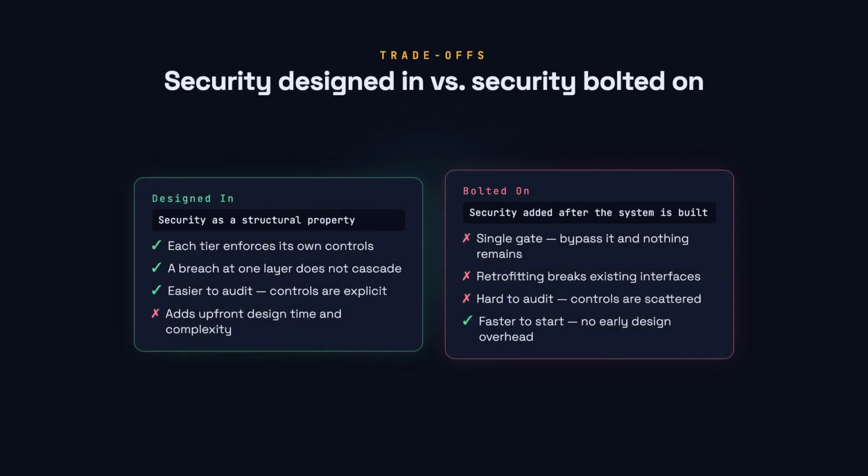The real cost of designing security is upfront time. You have to think about threat boundaries before you write a line of code. But that investment pays off immediately. Controls are explicit, auditable, and independent. Bolting security on afterward is tempting because it feels faster at the start, but you almost always end up with a fragile single gate, tangled interfaces, and gaps you will not discover until something goes wrong in production.